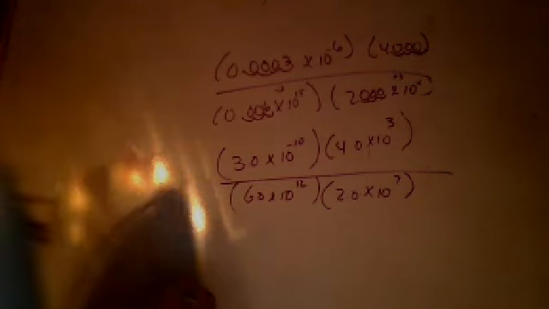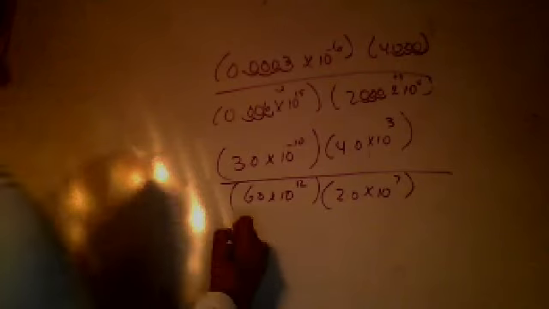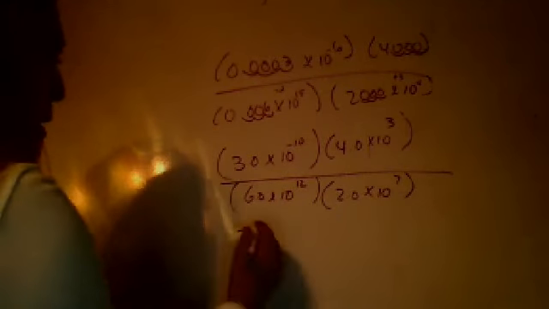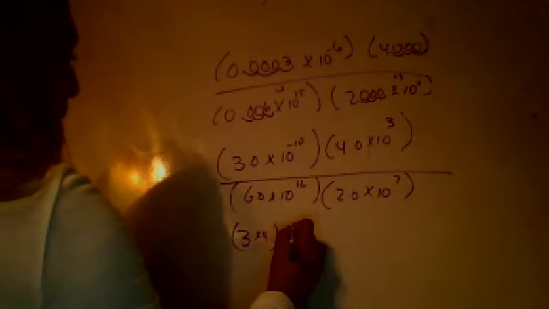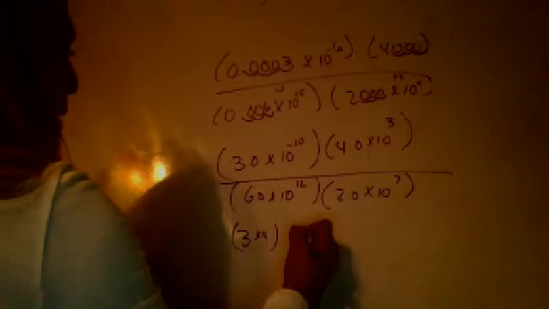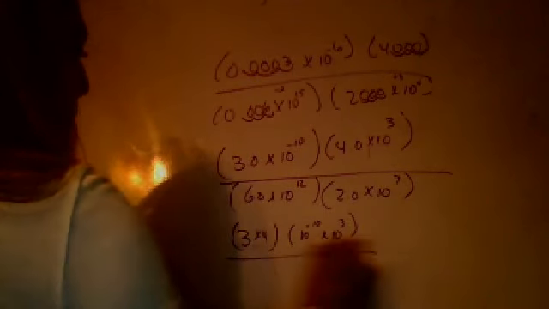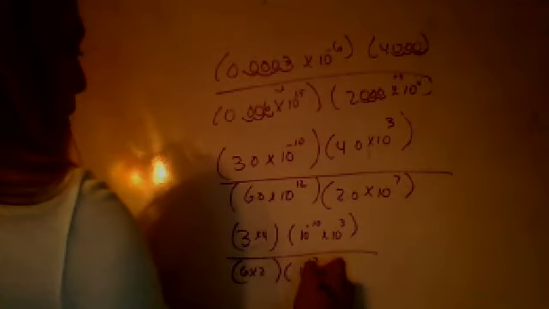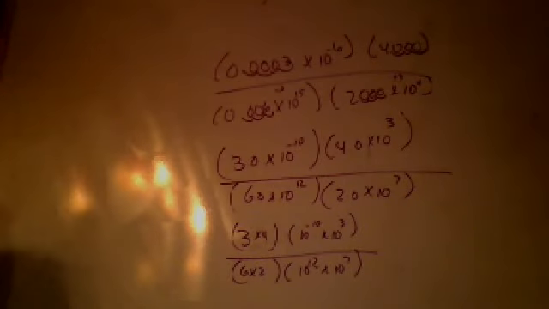Okay, so now, because of my associative property of multiplication and my commutative property, I can simply do this. I'm going to drop these zeros and leave them whole. 3 times 4, 10 to the negative 10 times 10 cubed, 6 times 2, 10 to the 12 times 10 to the 7. Right? Because of my associative property and my commutative property of multiplication. That's why these properties are important.